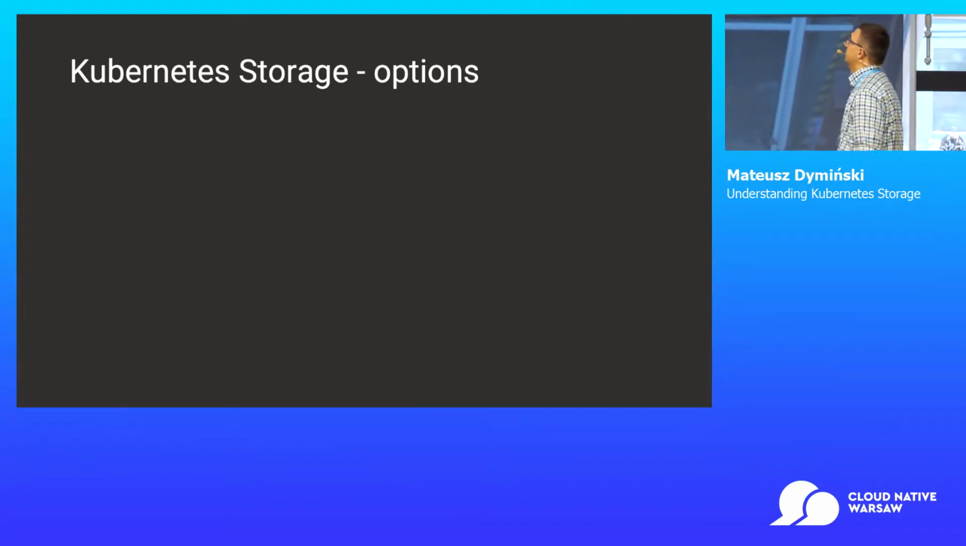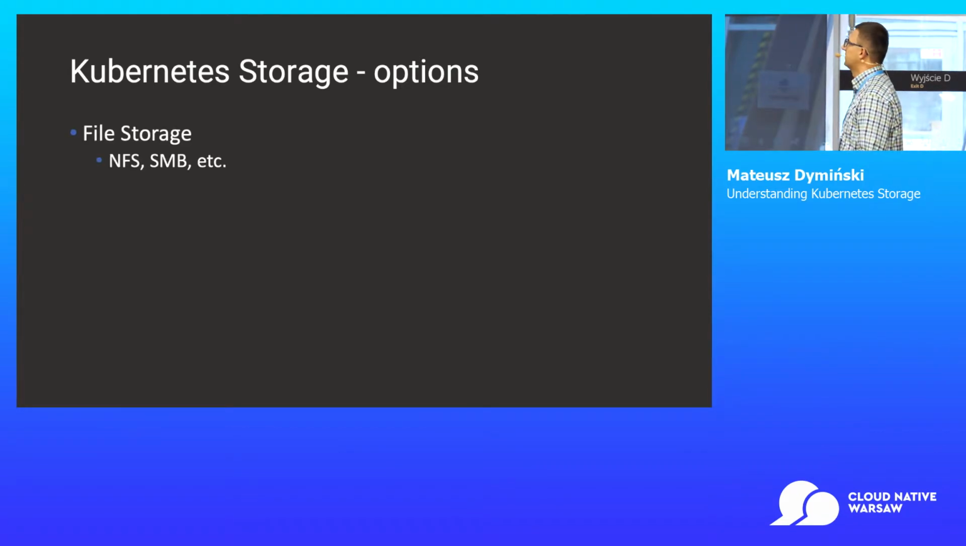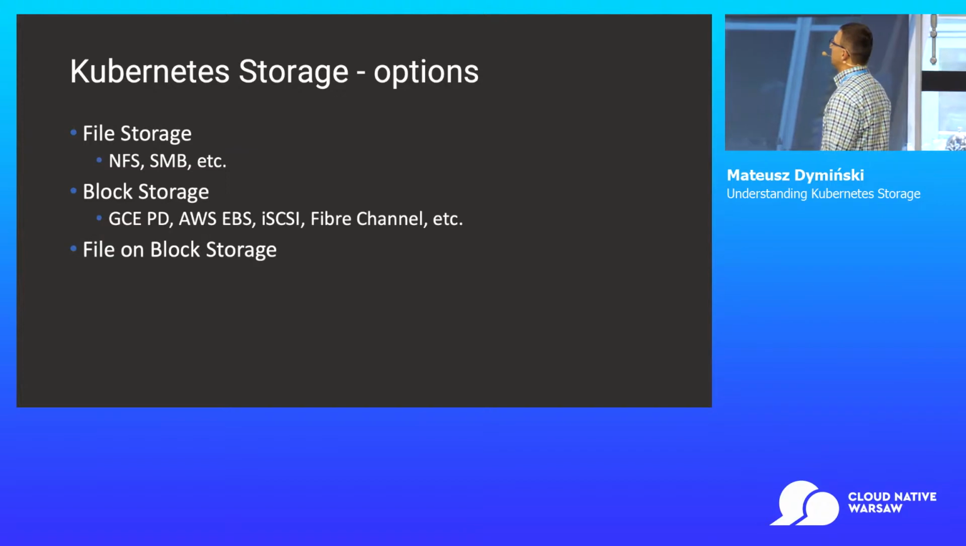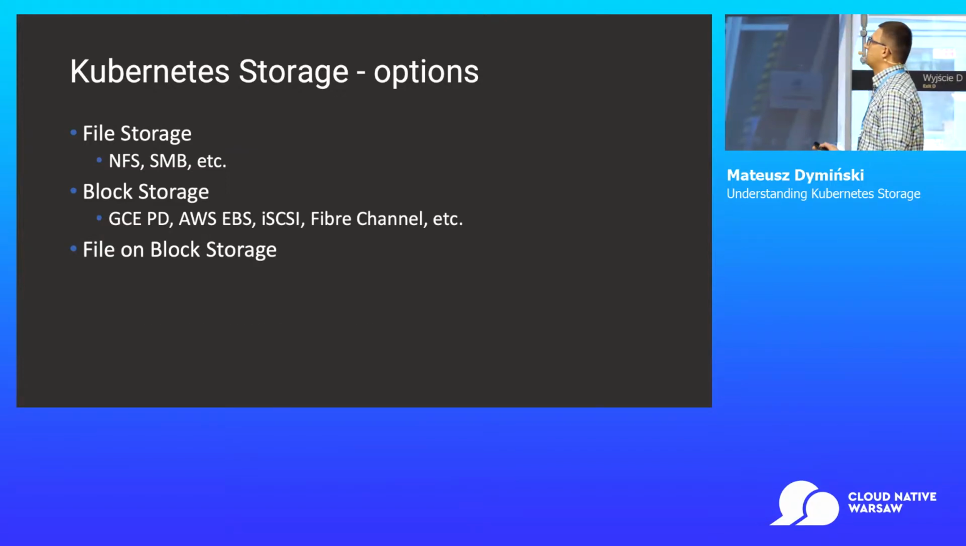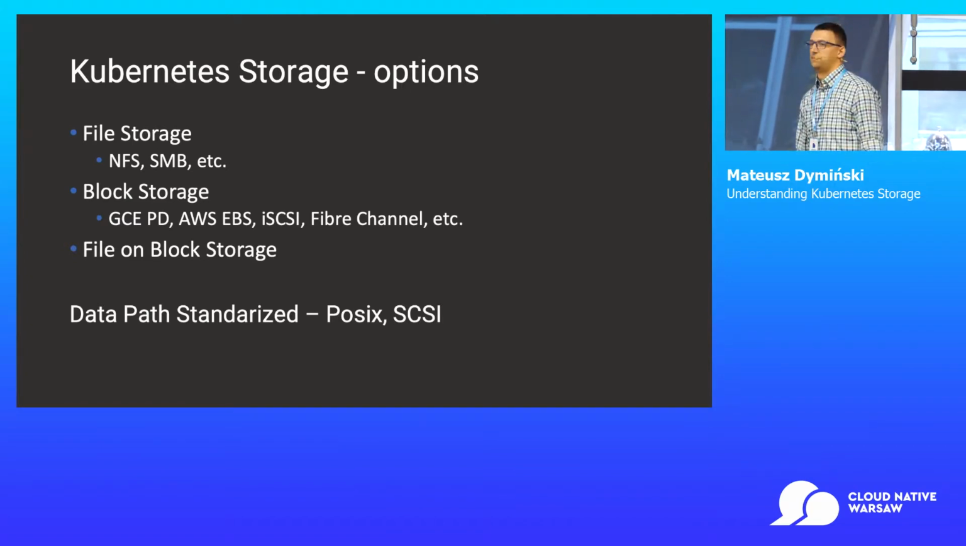So what are the options inside Kubernetes to get the storage, okay? The first one is just the file storage. Another one is block storage. There's also a file on block storage. And why is that? It's because this is a standardized data path, okay?